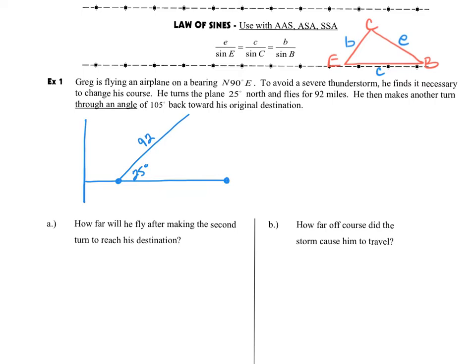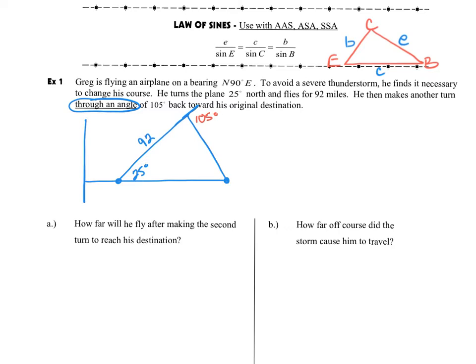Eventually, he's going to make a turn, and he's going to turn through an angle of 105 degrees back towards his original destination. But this turn through an angle is really significant. What we need to imagine here is that his path of travel is extended, and the turn through an angle is how much the nose of his plane has turned through this angle right here. So this is the angle that's 105 degrees.